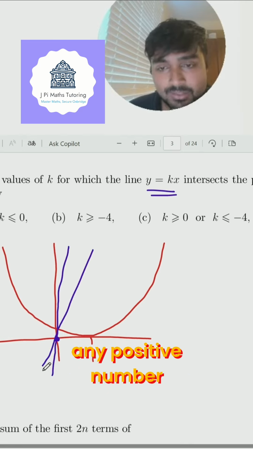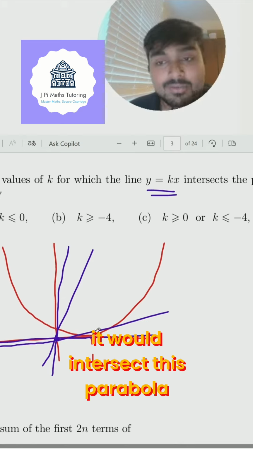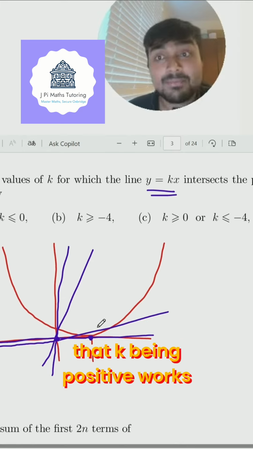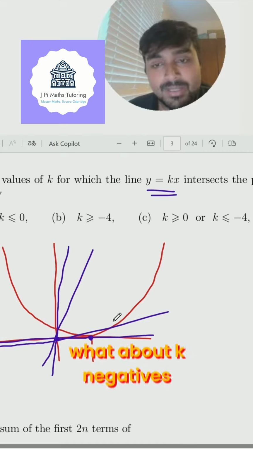So if the gradient's any positive number, even if it was really, really shallow, even if it was 0, it would intersect this parabola at x equals 1 there. And so that means that k being positive works. Okay, great. Now, what about k negative?